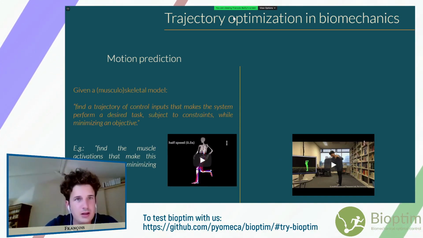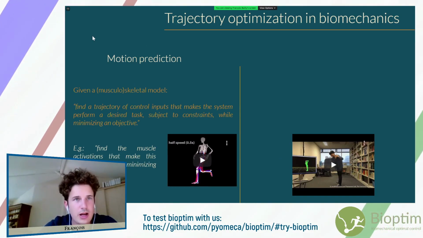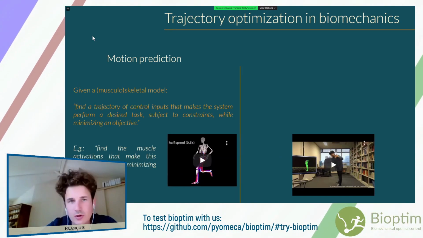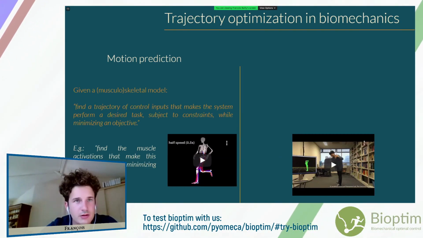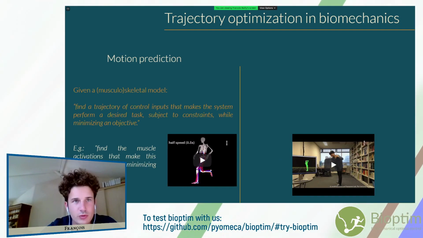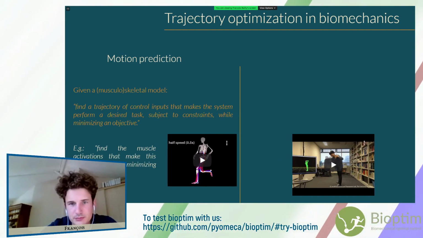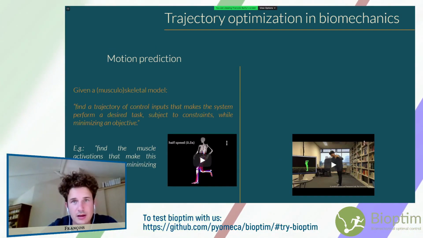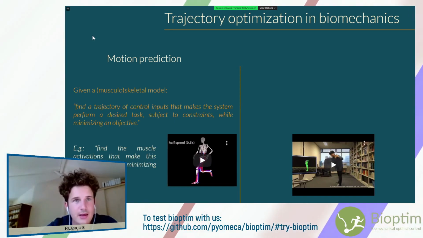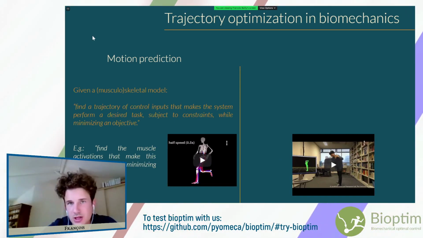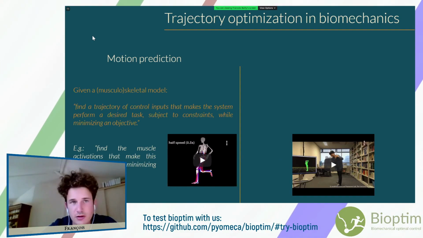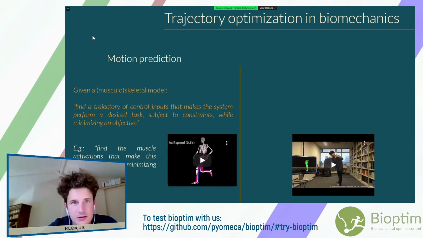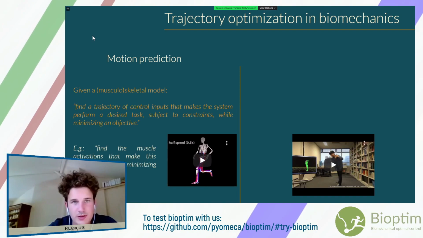The first family is the one of motion prediction. For anyone who has already worked with musculoskeletal models, I'm pretty sure you have encountered such a situation in which you ask yourself, could I find a trajectory of control inputs that makes the system perform a desired task? And then you add, I forgot to mention that there are a bunch of constraints that I must respect, kinematic ones, collision-free, etc. And by the way, it would be nice to minimize an objective. For instance, energy expenditure, the time to perform the task, etc. So this is a typical trajectory optimization problem.